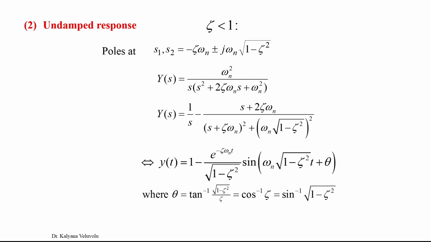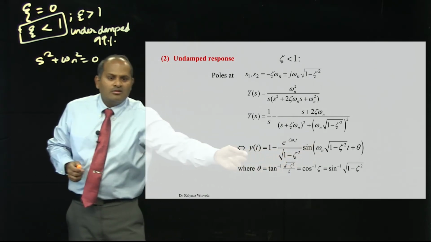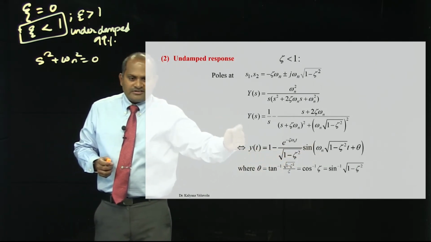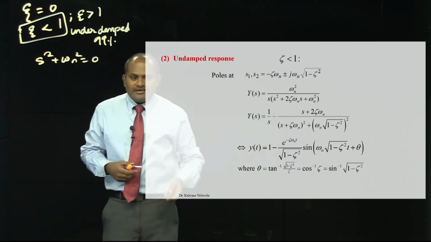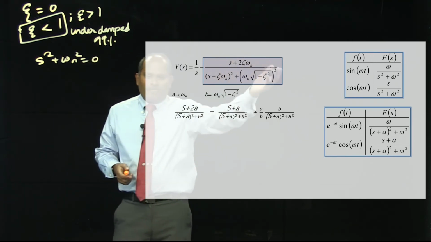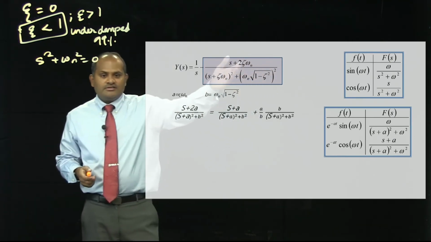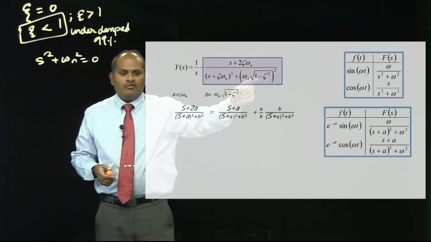Now, students might be wondering, how do we get this expression from here? So, that is the next slide, we are going to really work on it. In the next slide, let us see how this is achieved. So, if you look at this expression, Y of s is equal to 1 by s minus s plus 2 eta omega n, s plus eta omega n square plus omega n into 1 minus eta square.